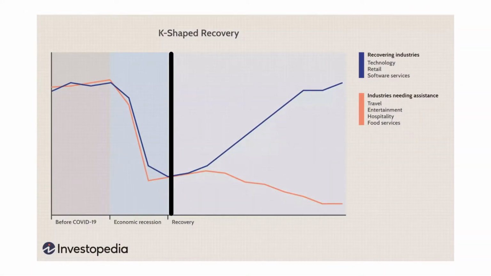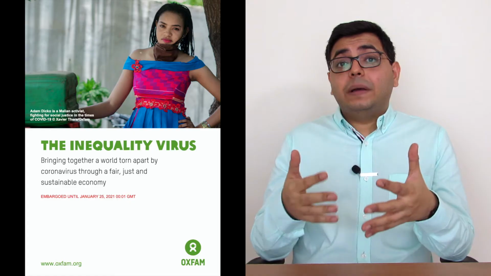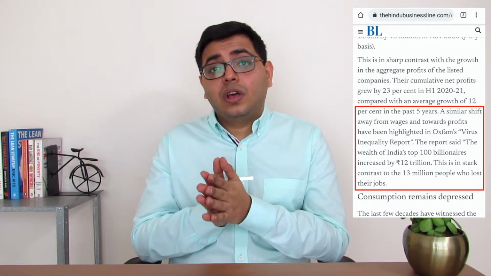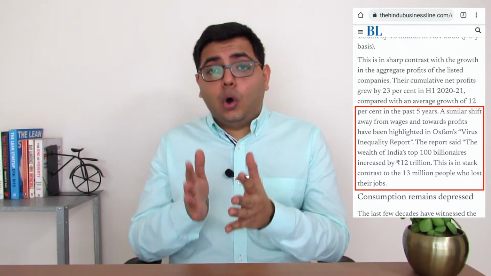A K-shaped economic recovery happens when different parts of the economy recover from a recession at starkly different rates. In this case, when different income groups recover at different rates and the path to an economic recovery is split in two. Oxfam recently published a virus inequality report which states that while the wealth of the top 100 billionaires of India went up by 12 lakh crores, 1.3 crore Indians lost their jobs.